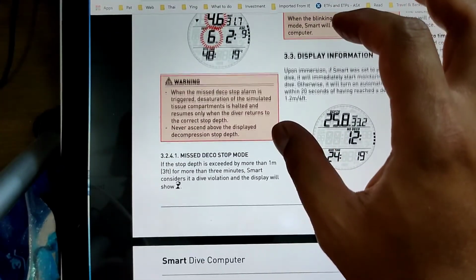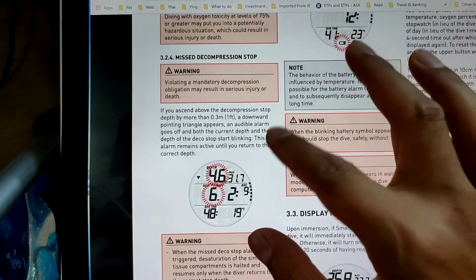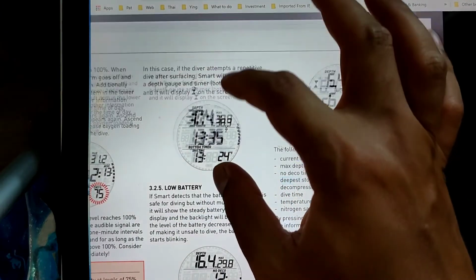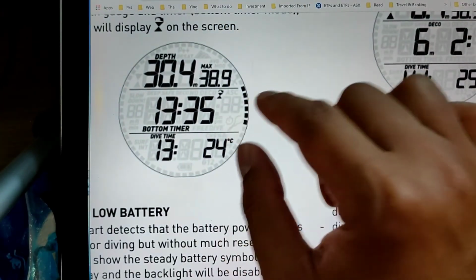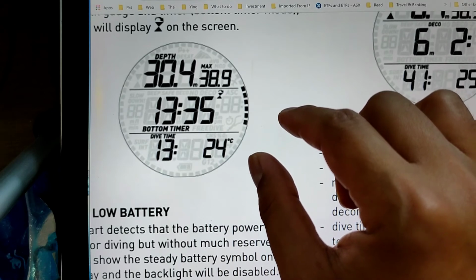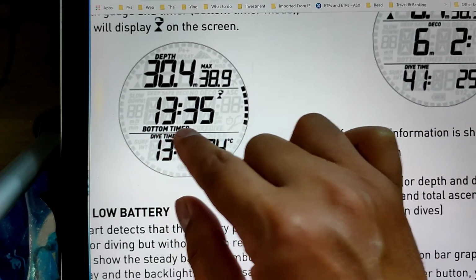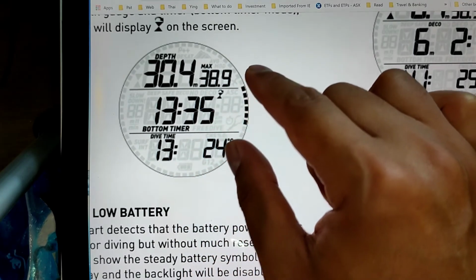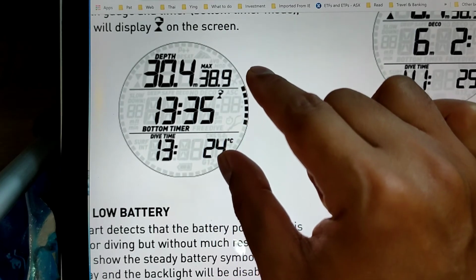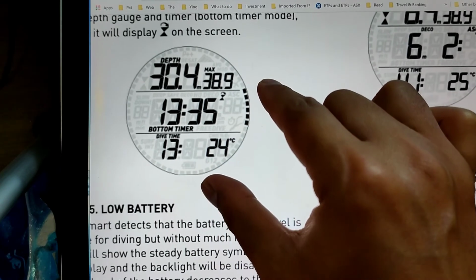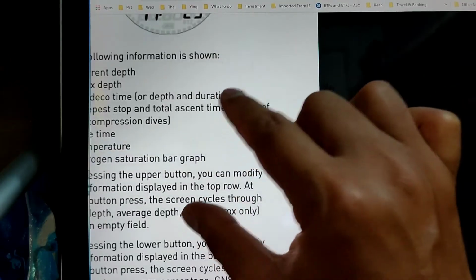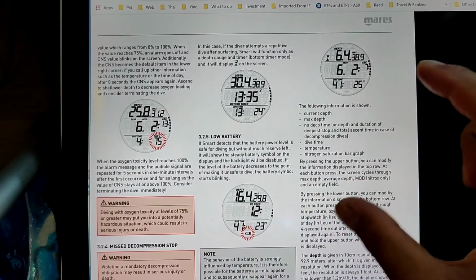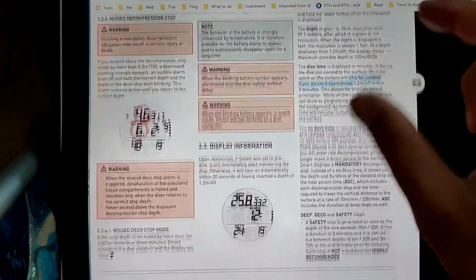Okay. And when you miss this instruction, it will show this little symbol here. It means now the computer will just lock itself up. It only records bottom time, how long you have been at the bottom of the ocean, but they don't calculate your nitrogen anymore. You need to reset your computer if you want to continue using it, because you violated it. It now doesn't want to be responsible for your life, I guess. Yeah. Okay.